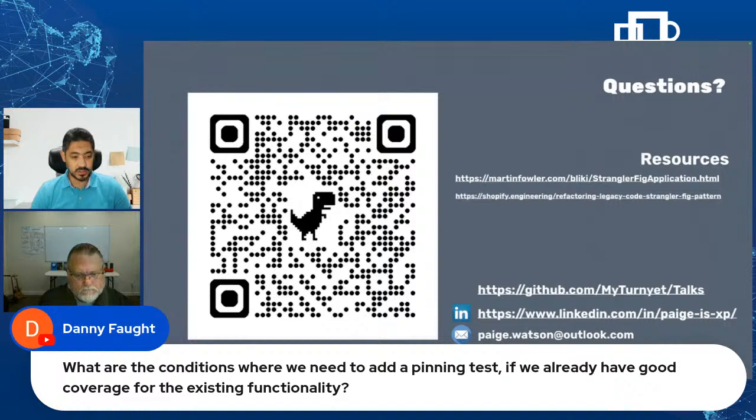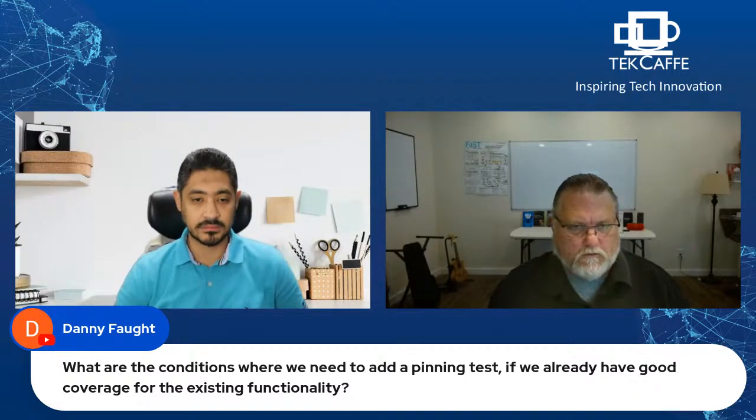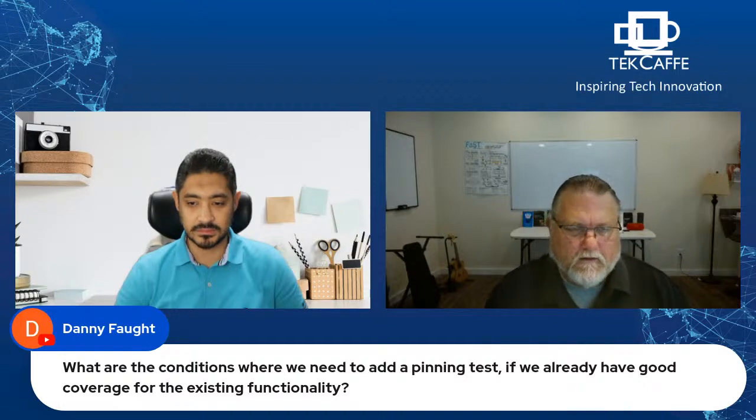Danny is asking, what are the conditions where we need to add a pinning test if we already have good coverage for the existing functionality? That's a good question. I think the answer is if you have good coverage, I don't think you need pinning tests. The idea behind pinning tests is for when you don't have coverage, you pin the current functionality of the legacy code, right? Because your legacy code has been running in production for a while. You know it works, but we want to make sure that by making these refactoring changes, we're not introducing a defect. So if you have really good coverage, there's no need to add pinning tests because the coverage should tell you if you introduce a defect.